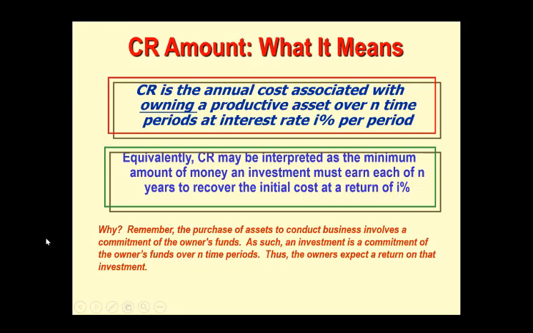Okay, why? Remember that the purchase of assets to conduct business involves a commitment of the owner's funds. As such, an investment is a commitment of the owner's funds over n time periods. Thus, the owners expect returns on that investment.